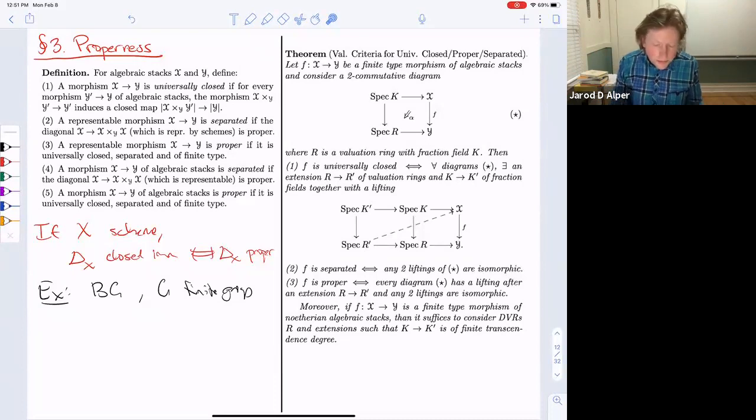It'll take us some work, but we'll later be able to use this criterion to show that M_g bar is proper. Maybe I'll end the recording now and we can then have questions.